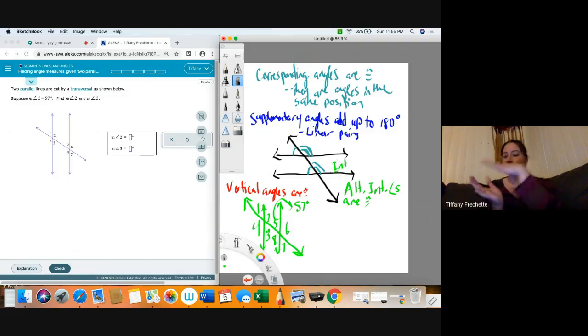So interior means inside the parallel lines. So in between my hands is inside and my hands are the parallel lines. And the point or the angle needs to be inside my hands. And then alternate means that they're on different sides of the transversal. So the transversal is going through and one is on the left side, one is on the right side. And in this case, the transversal is going sideways, so we could say one is on top and one is on the bottom, something like that. So that's all it means, is it's just telling you exactly how to find them.